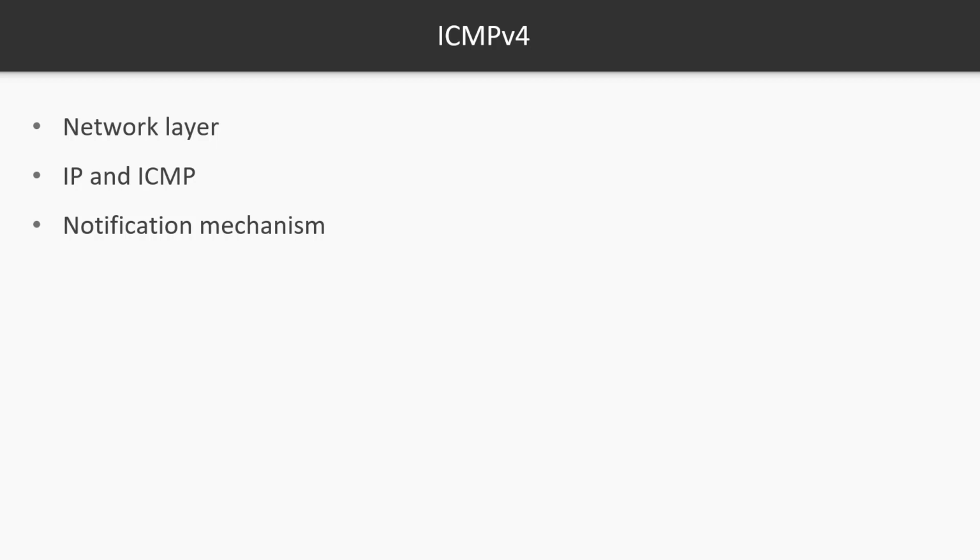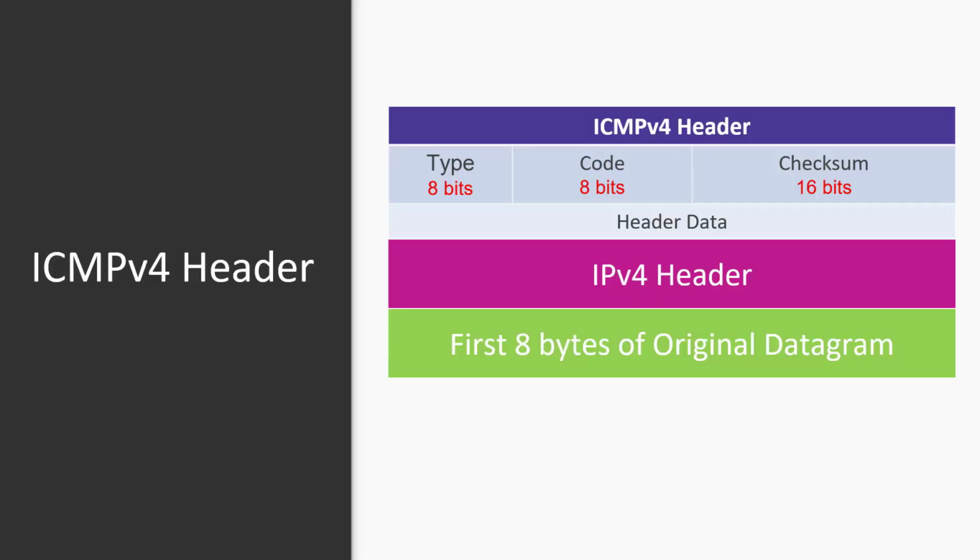It is a supporting protocol used by mainly all the devices on the network, such as routers. Let us here discover the ICMPv4 header. It has a type field, a code field, and a checksum field. Each is 8 bits and the checksum field is 16 bits. Under that, there is a field for header data. The IPv4 header is attached, and the first 8 bytes of the original message or original datagram is attached as well.